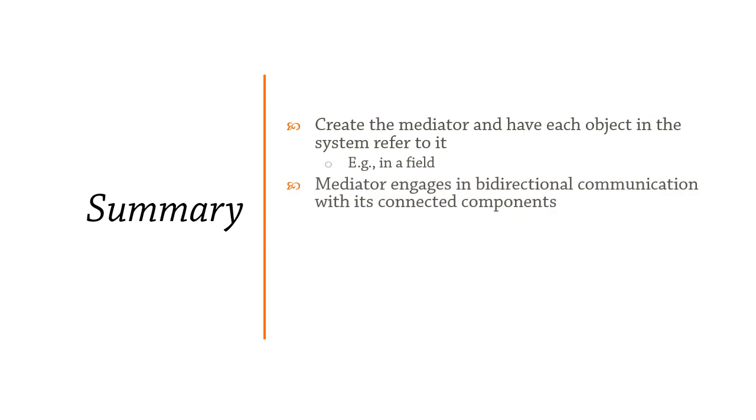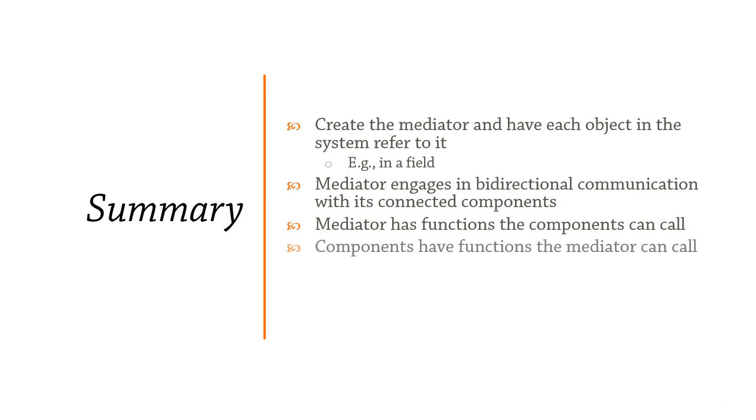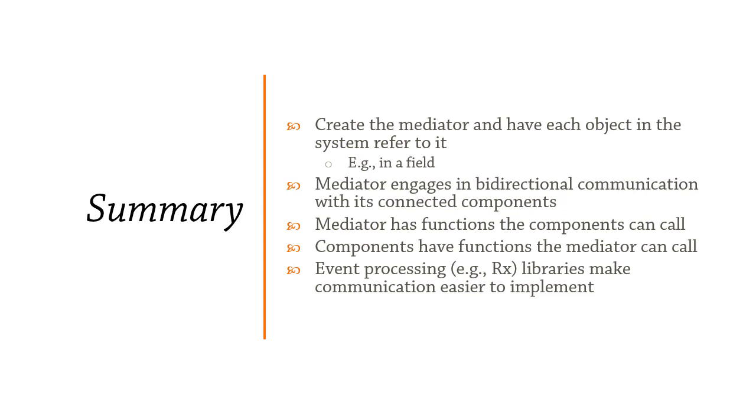Now the mediator then engages in bidirectional communication with all of its connected components. So on the one hand, every single component can actually have functions calling on the mediator. So the mediator has functions that a component can take and call. So for example, the component can say, can we please broadcast the following message? But on the other hand, the components themselves have the functions which the mediator can call, and they can sort of enlist themselves in the process of being notified about something happening. And typically we use event processing mechanisms such as reactive extensions, and these make the communication between the different components a lot easier to implement.